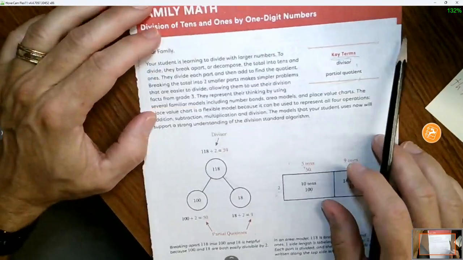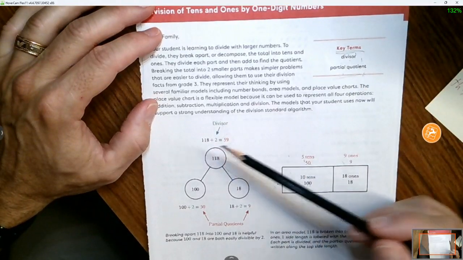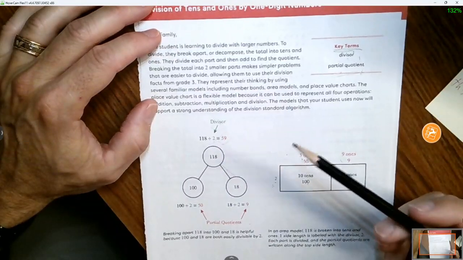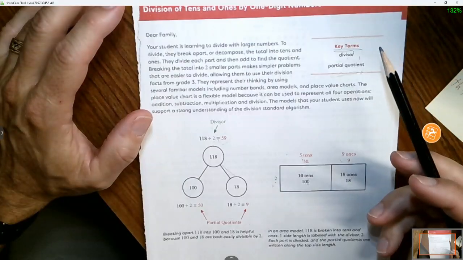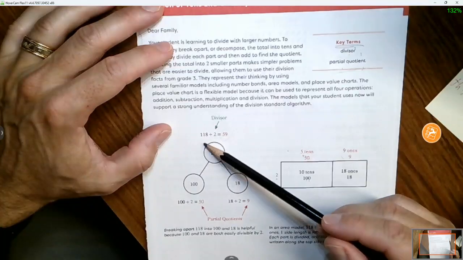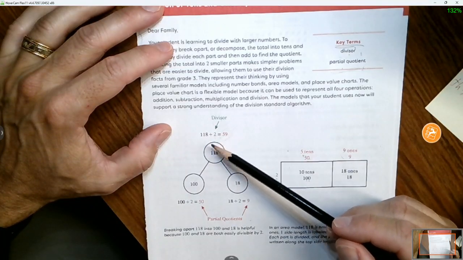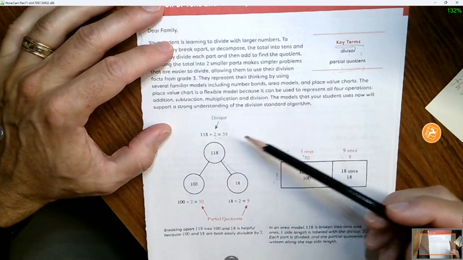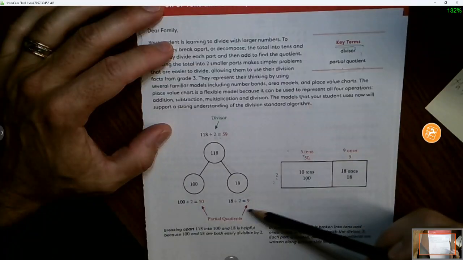Our divisor is the number we're using to divide our bigger number. So the divisor is how many pieces we're breaking this into to find out how much goes inside each piece. On this one, our divisor is 2, so 118 divided by 2. Our divisor is what we're dividing by. And our partial quotients, that just means we're breaking our answer.